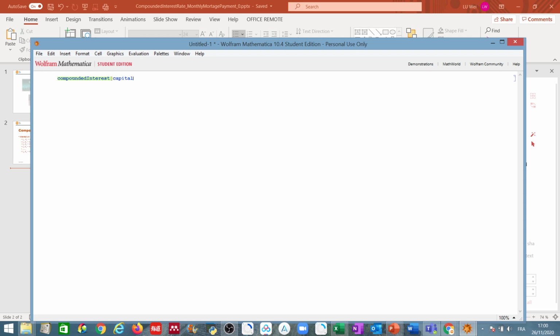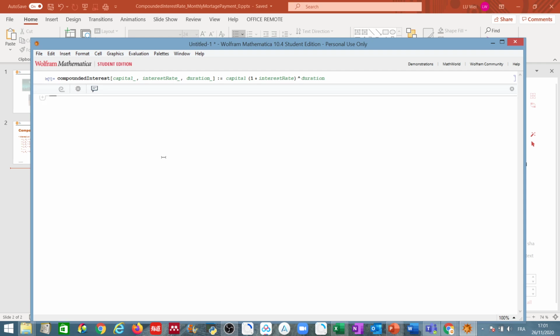There are three variables: capital, interest rate, and duration, like this. And the sum of the principal and interest is capital multiplied by 1 plus interest rate, with the power of duration, like that.